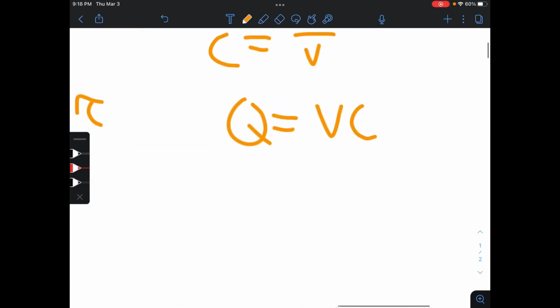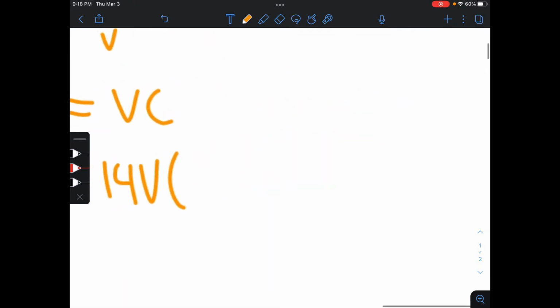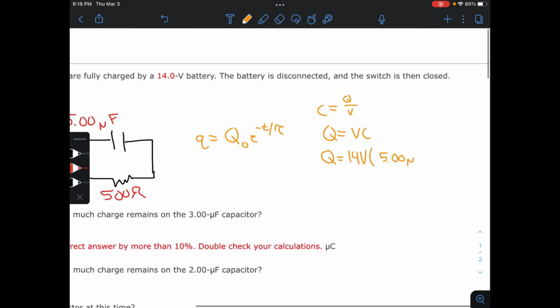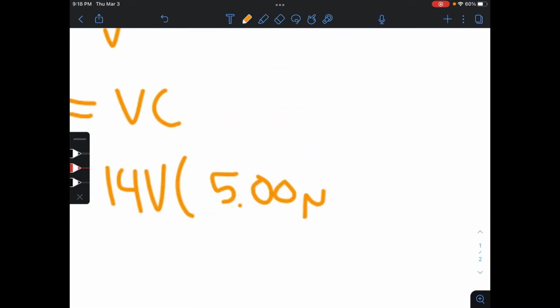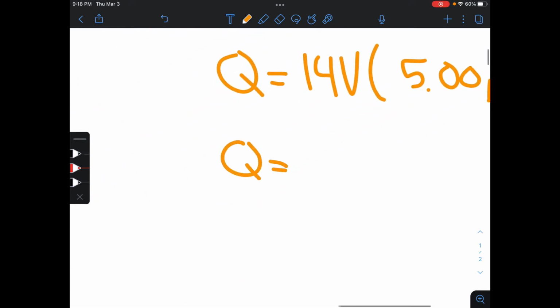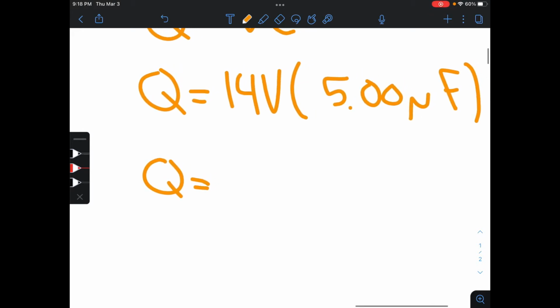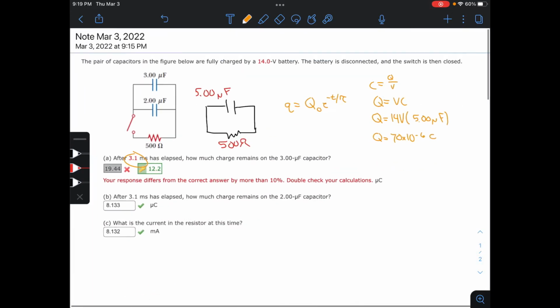So our Q is equal to our 14 volts times our total capacitance, which is 5.0. Even though I am solving for the 3, I'll just multiply by 3/5 because that's the ratio of the 2 capacitors. So then we now have our initial charge. This initial charge is equal to 70 times 10 to the negative 6 coulombs. I'm just going to write it like that. And that's just for our initial charge.